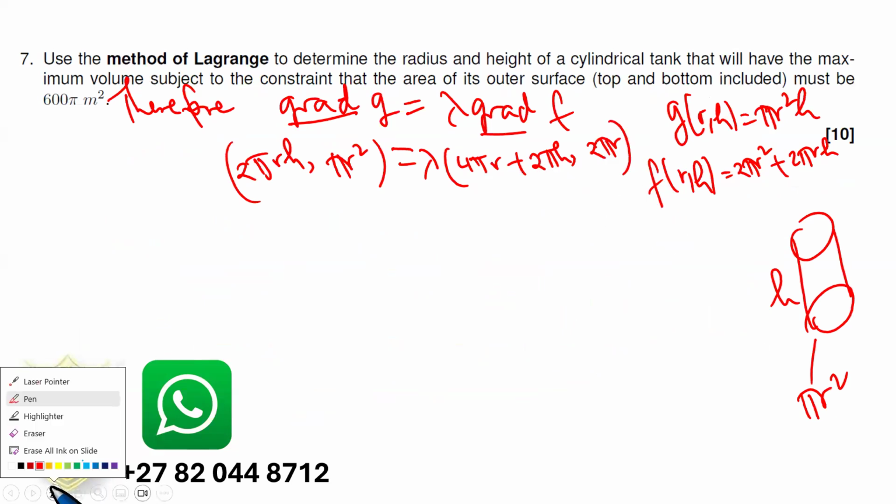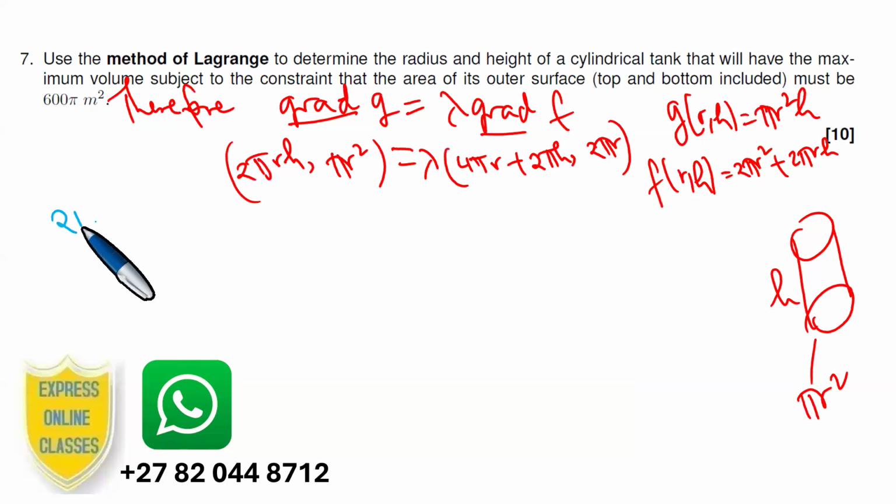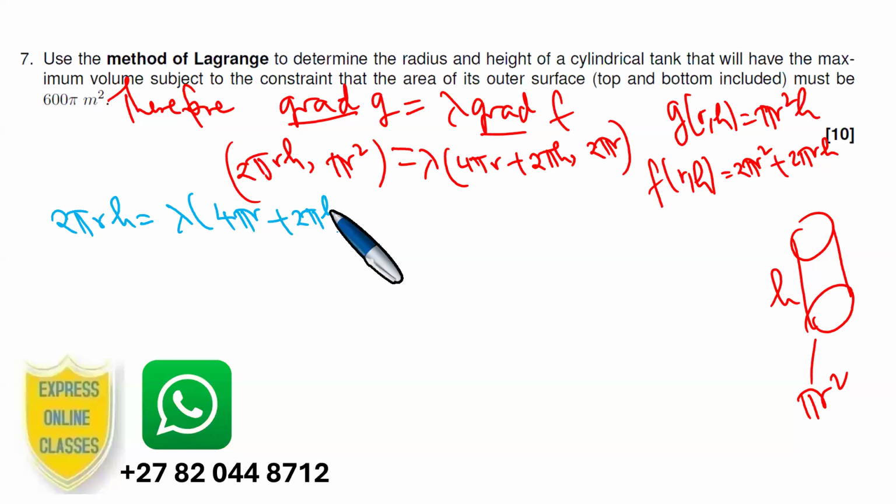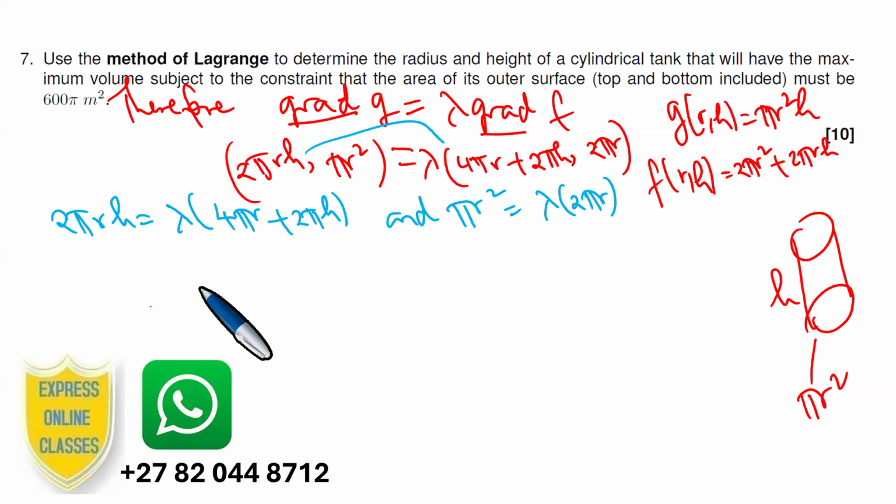Okay, now let us look at the next thing. 2 pi r h is lambda, and this lambda is going to be multiplying the first component, so it's 4 pi r plus 2 pi h. And pi r squared is lambda 2 pi r. So the first component we equate to the first, and the second component is equated to the second component, just likewise. So at this point we have exactly that.